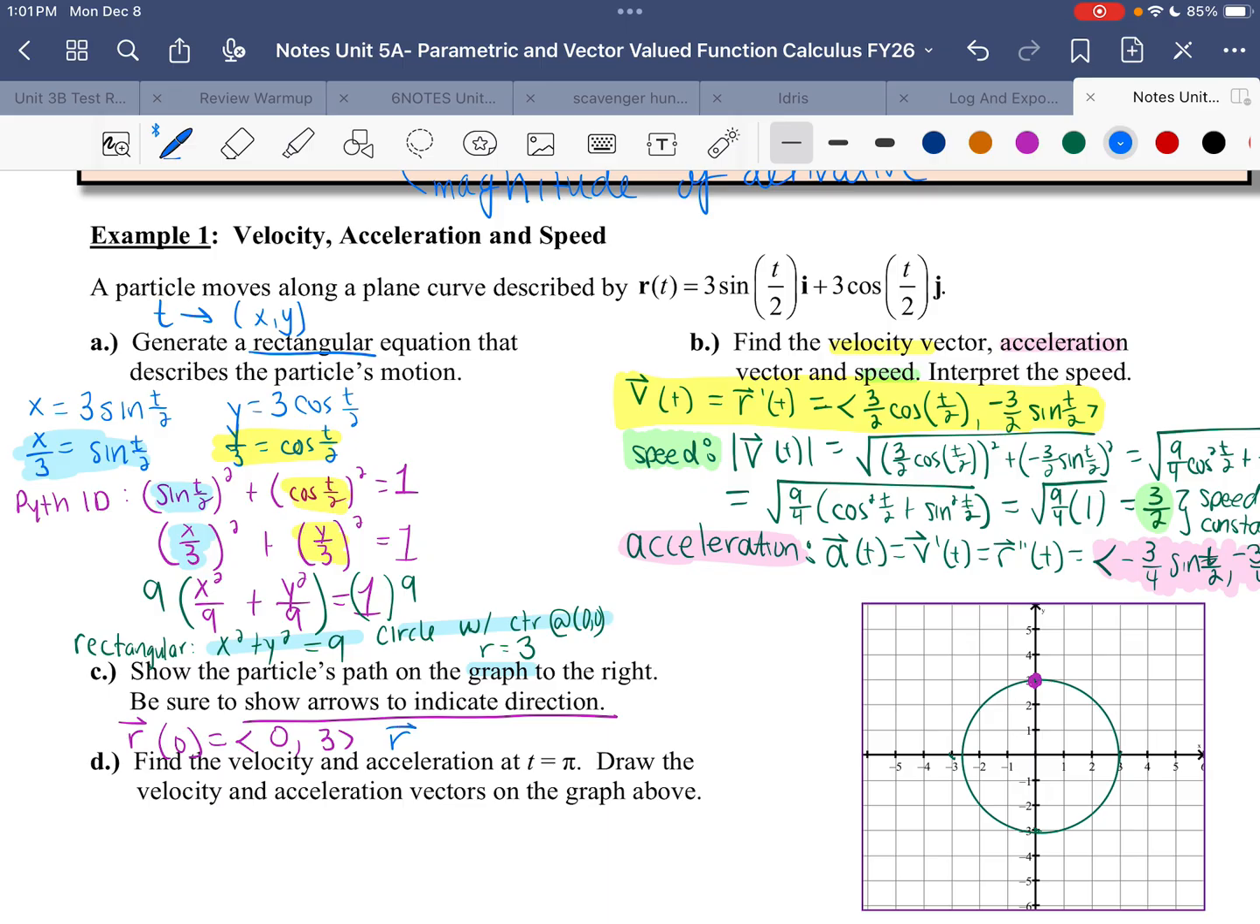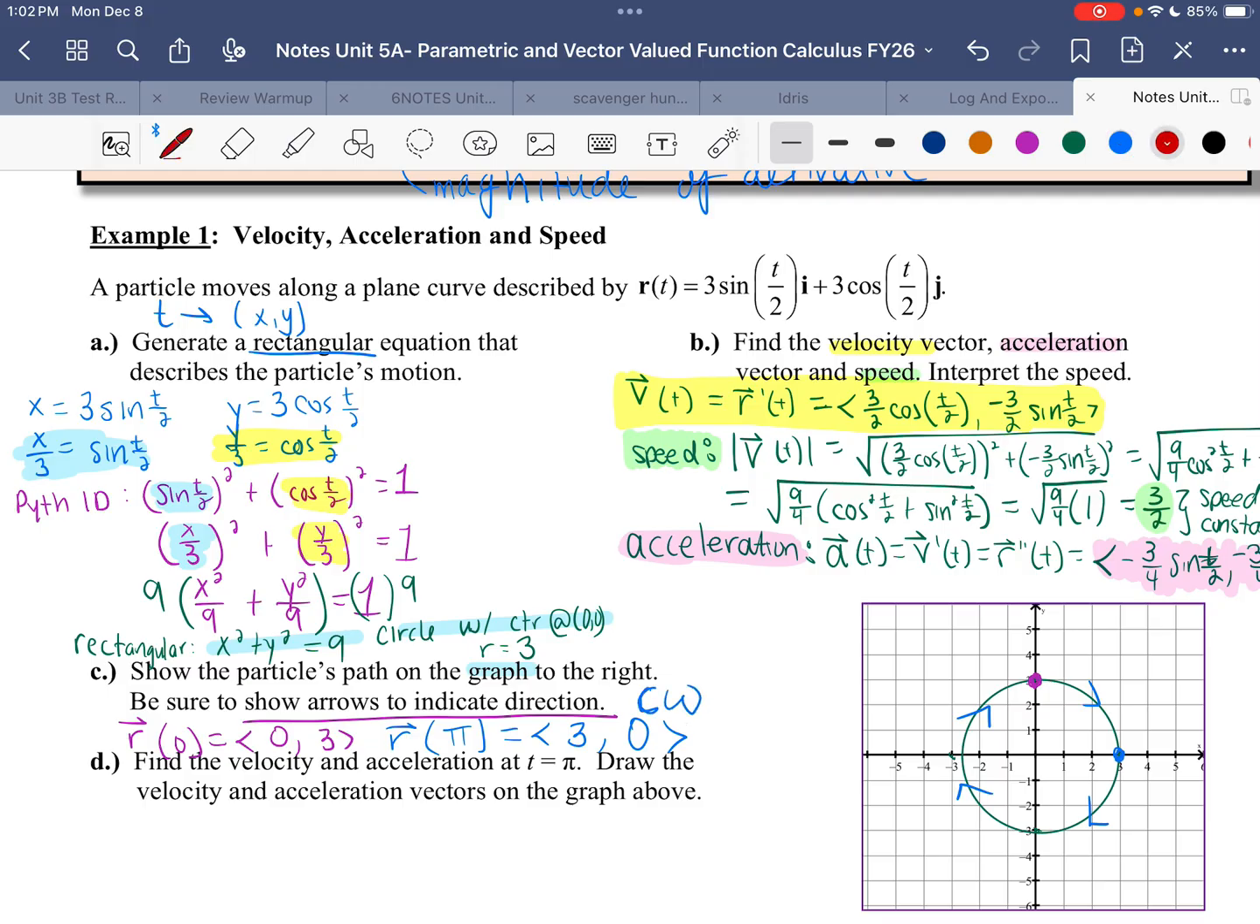Then, when time was maybe pi over 2 or pi, maybe? Plugging in pi over 2, I get 3 sine of pi over 2, which is going to be 3. And then 3 cosine of pi over 2, which is going to be 0. So from 0 to pi over 2 is at the point 3, 0. So it seems like it's moving clockwise. Clockwise rotation.